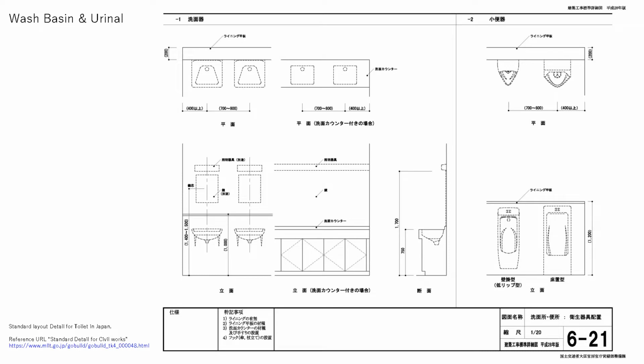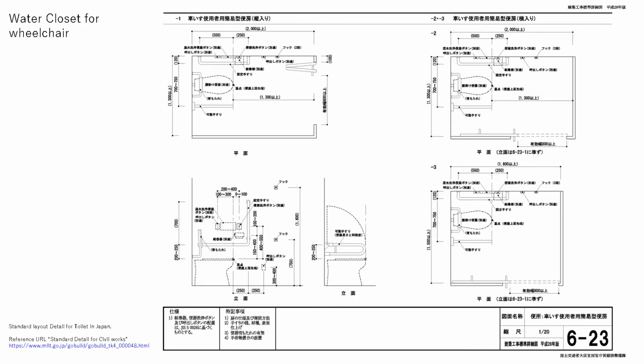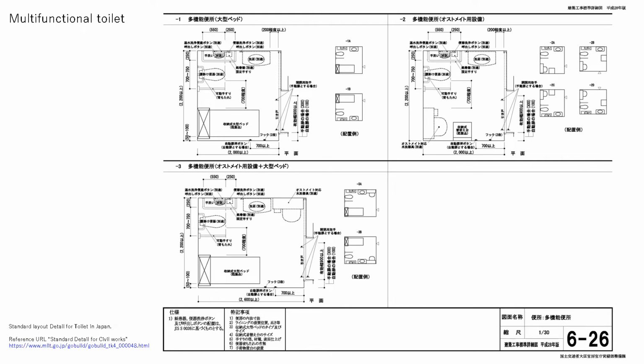We pick up some standard layouts in Japan. This is for wash basin and urinal. This is for water closet. Water closet for wheelchair. Water closet with ostomate. Multifunctional toilet booth.